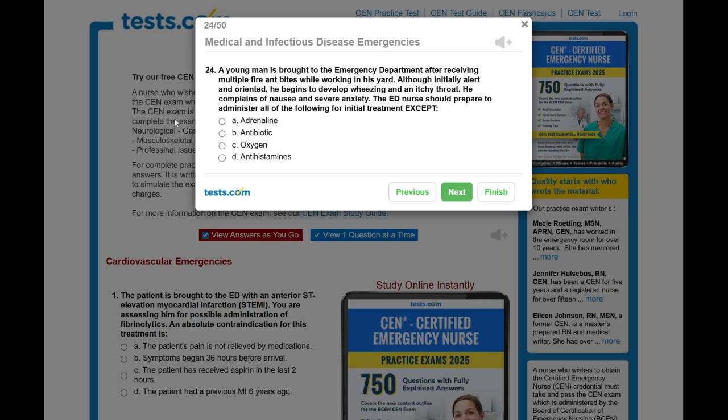The ED nurse should prepare to administer all of the following for initial treatment except A. Adrenaline, B. Antibiotic, C. Oxygen, D. Histamines.